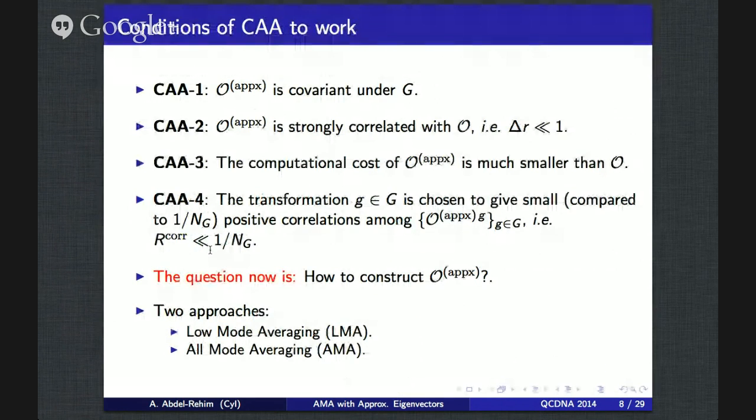Okay, so these state some criteria for this method to work, which simply is very much what I've said before, to get the error reduced. I'm not going to go through all of them, but basically what I said before. So the question, of course, after that is how we build some approximation to this correlation function. So two approaches. One is what we call low mode averaging, and the other one is all mode averaging.